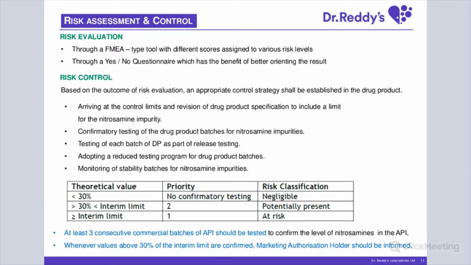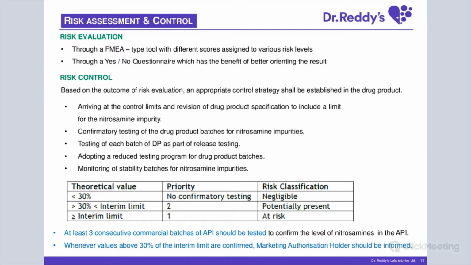If you look at the small table in this slide, suppose my acceptable limit of NDMA in one drug product is 1 ppm. If I am getting less than 30%, then no confirmatory testing is required. If it is more than 30%, we'll potentially test and understand how the trend is going to be, and if it is more than the specification limit, each and every batch needs to be checked to make sure that the level of nitrosamine is well below the limit.